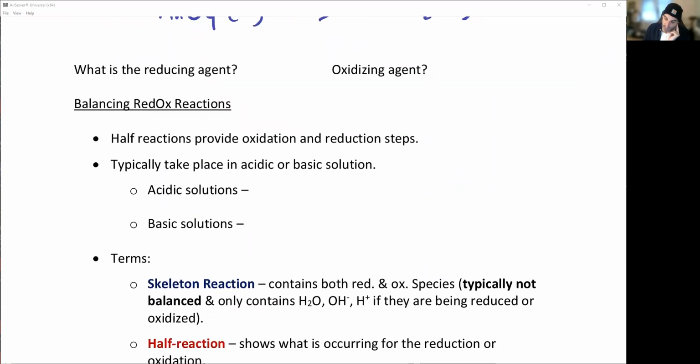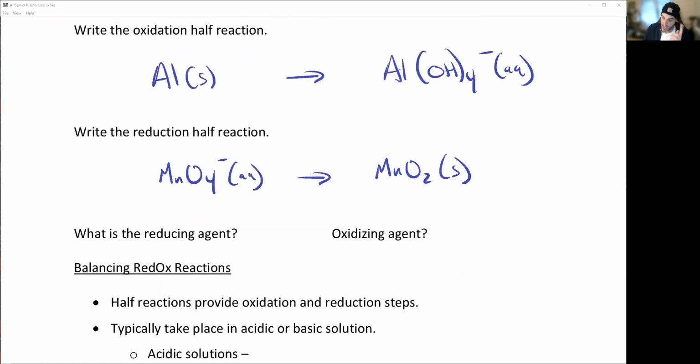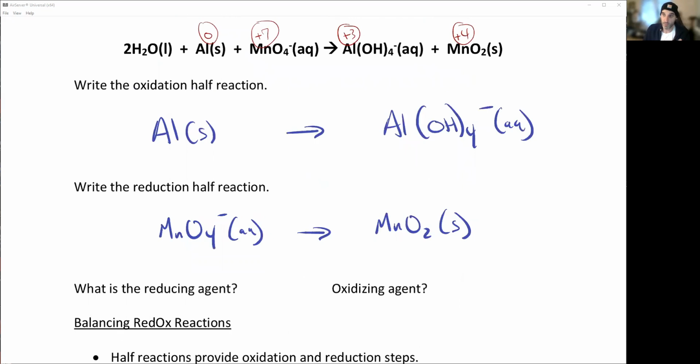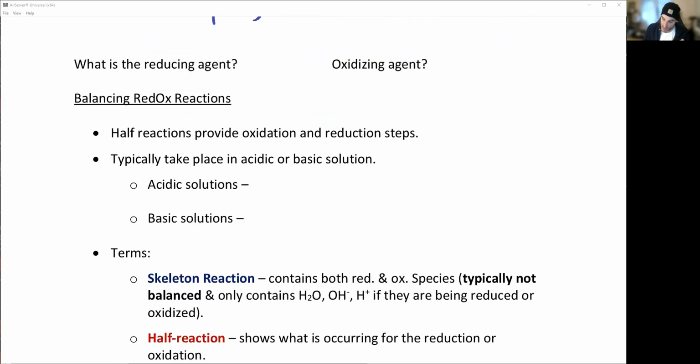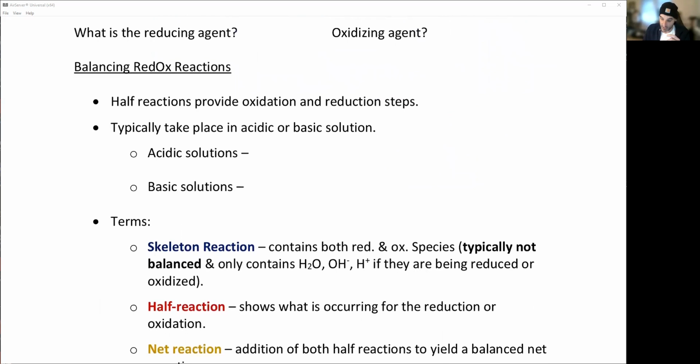So let's talk about the idea of balancing redox reactions. We have these redox reactions and we want to be able to balance them. We're going to start with half reactions, how I just divided into half reactions. We're going to balance these half reactions individually. We have two ways that we can do it, acidic or basic. We will always do acidic, and then we will convert to basic.